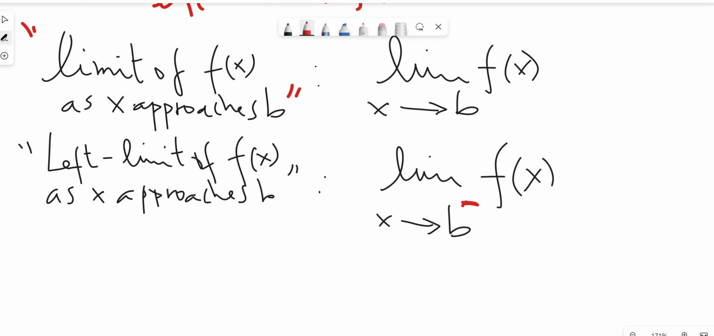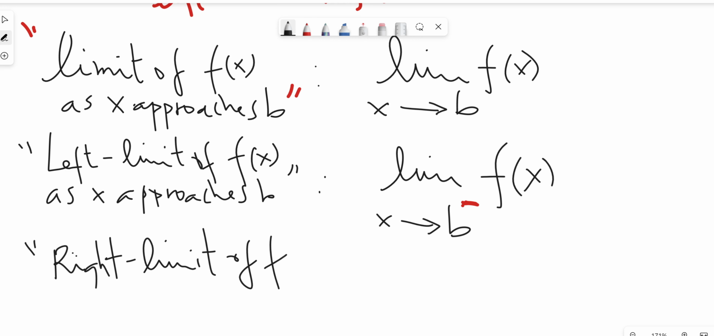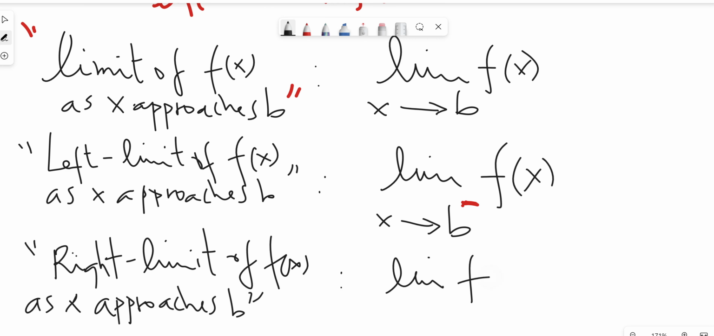And for the right limit, or the limit as you approach b from the right, we'll use the plus sign. I'm pretty sure you guessed it. So the right limit of f of x as x approaches b will be written limit sign f of x, x arrow b plus sign.